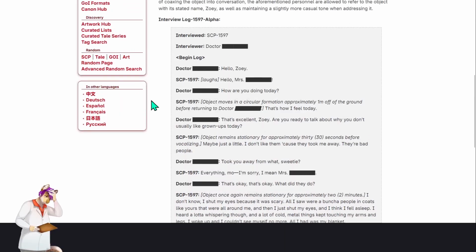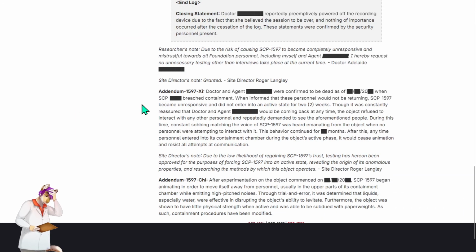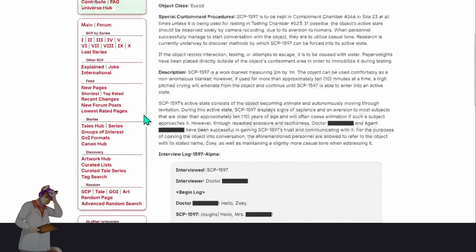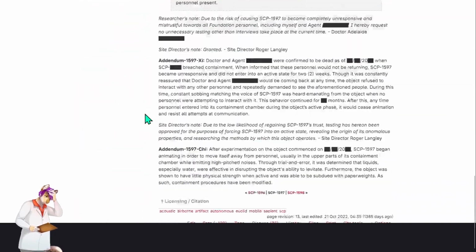I feel like they'd have done better telling the blanket what actually happened instead of lying about it. I don't know if it would have made the blanket trust them anymore, but it would have probably helped and been better than "let's douse it in water and hold it down with paperweights and force it to talk," like our other doctor promised we would not do. And it's still, they're considering it Euclid.